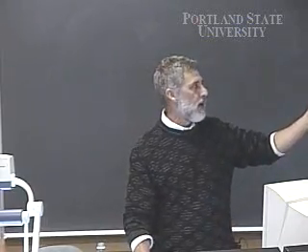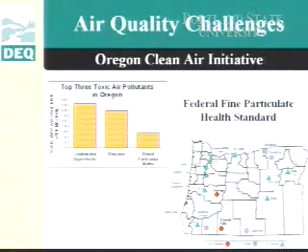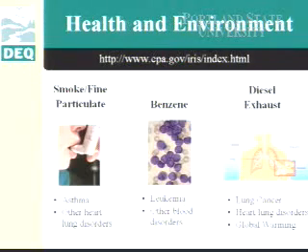To give you an idea, when EPA proposed or promulgated this rule, they estimated there were about 40 counties in the country that were going to be in violation of the new standards. And we've got a few of them. Okay, so why do we worry about these pollutants?